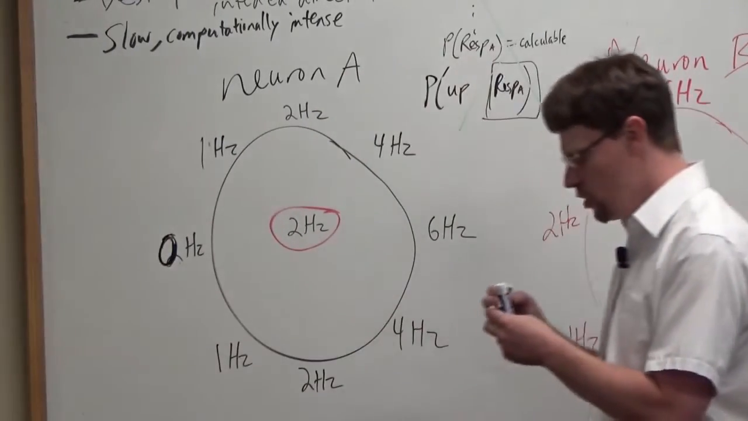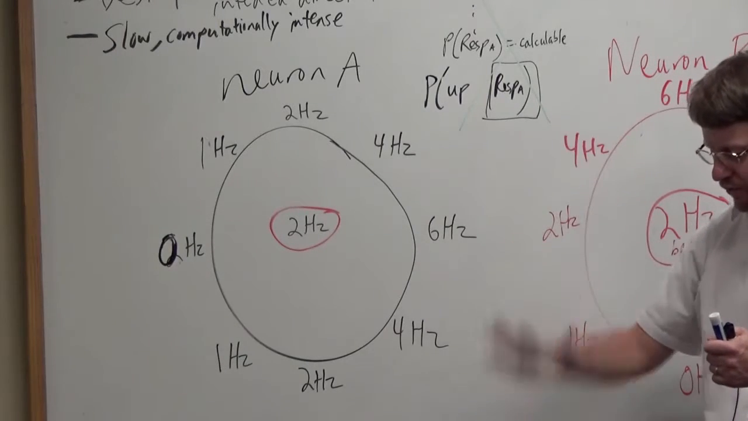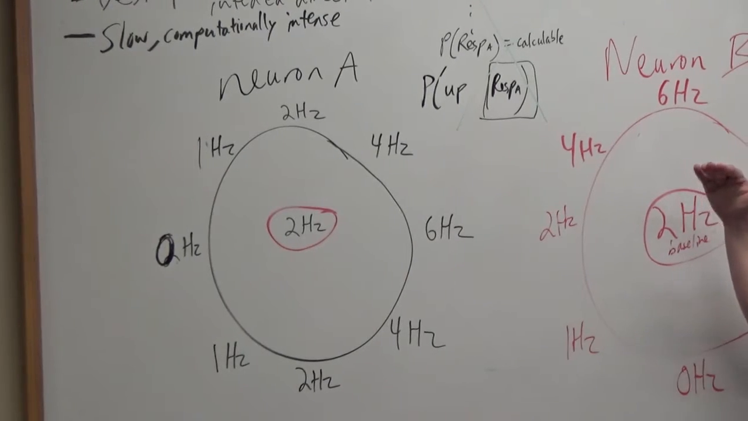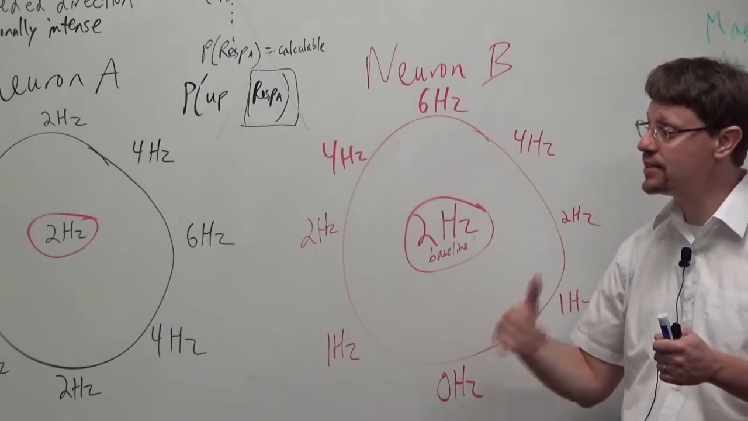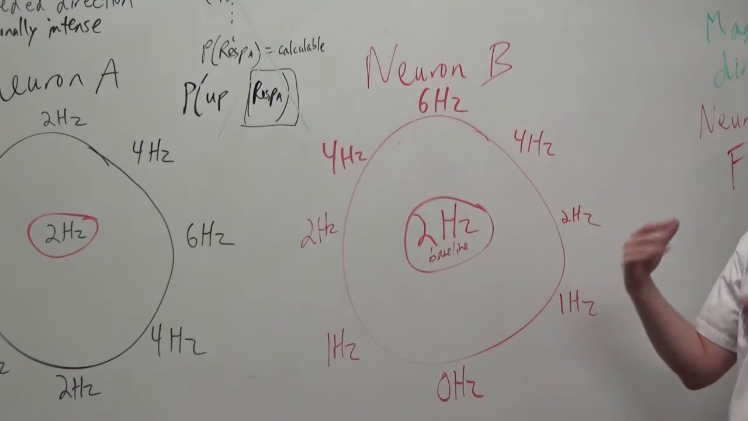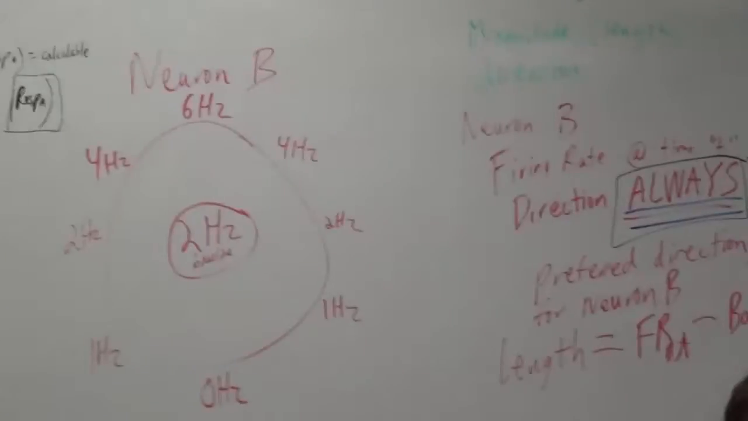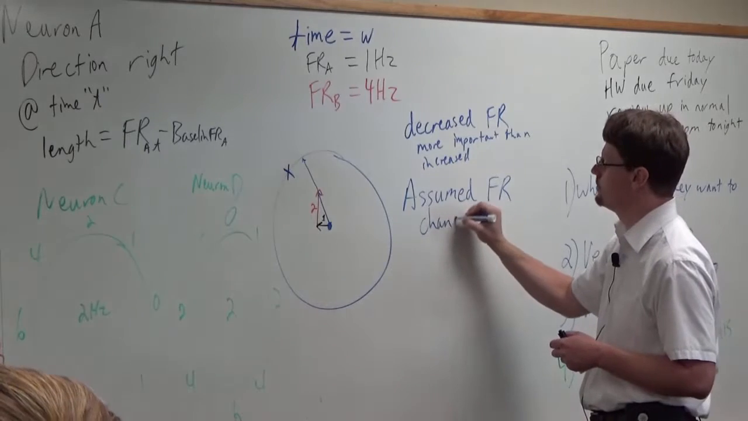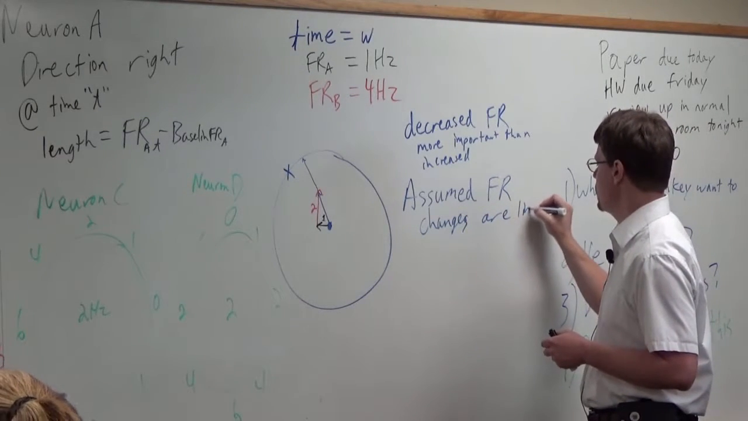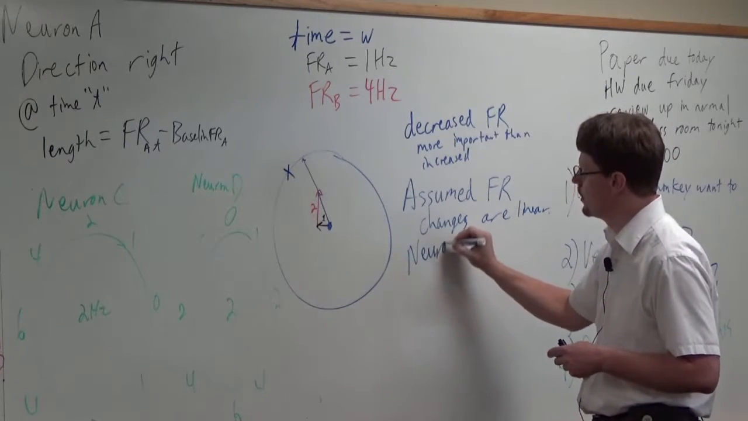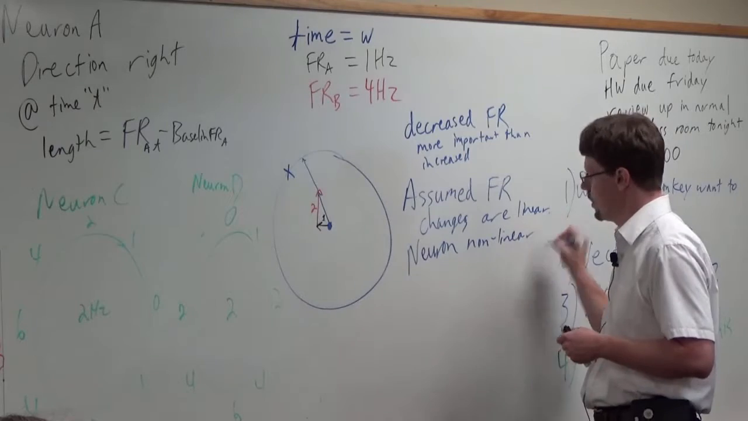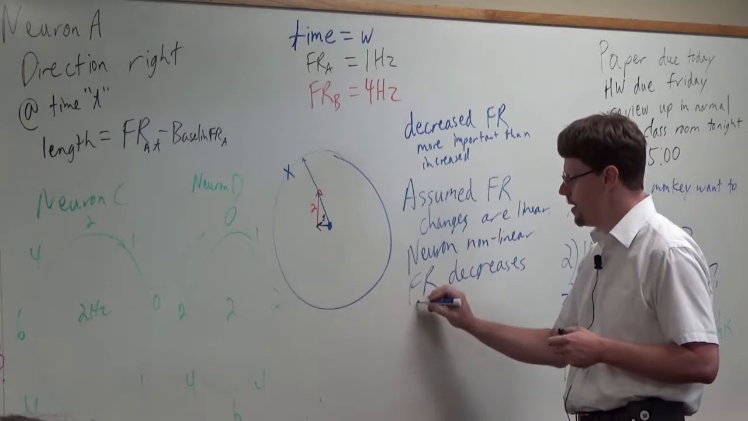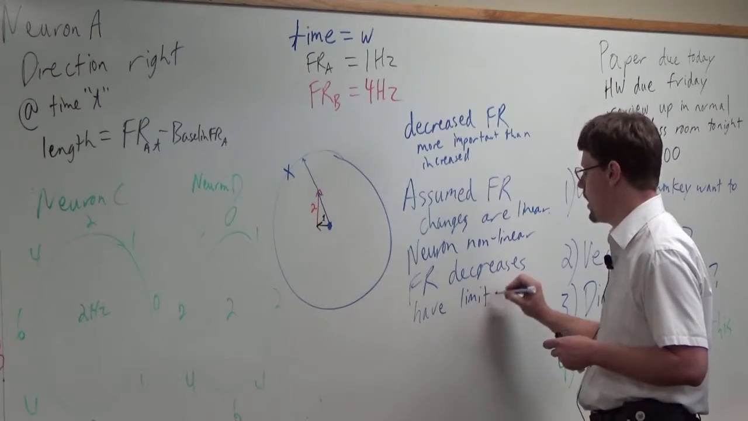Or another way to say that is, our neuron runs into this floor when it tries to decrease its firing rate. It has a limit to how much it can decrease its firing rate, and having a limit means that it can't encode firing rate changes linearly. To say that a little more formally, we have assumed that firing rate changes are linear, but our neuron is non-linear, and firing rate decreases have a limit on how much we can encode them.